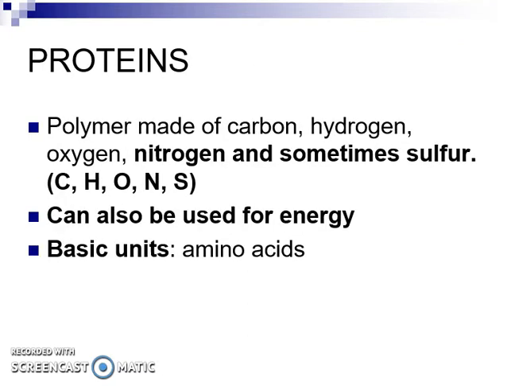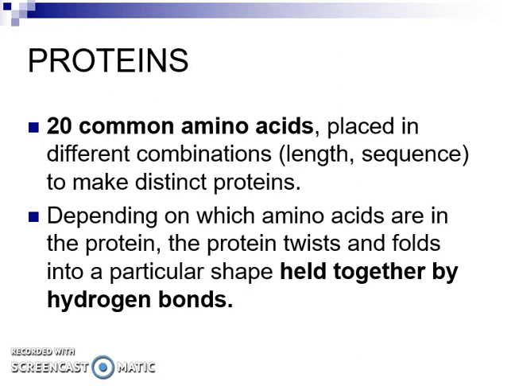Now, proteins. They're a polymer, or molecule, made of carbon, hydrogen, oxygen, nitrogen, and sometimes sulfur. They can also be used for energy, but that would be your last resort. Your body would prioritize carbohydrates, then lipids, and then proteins would be the end all be all. If you were starving in the desert somewhere, that's what they would go to. Their basic unit is amino acids. There are 20 common amino acids placed in different combinations to make distinct proteins.